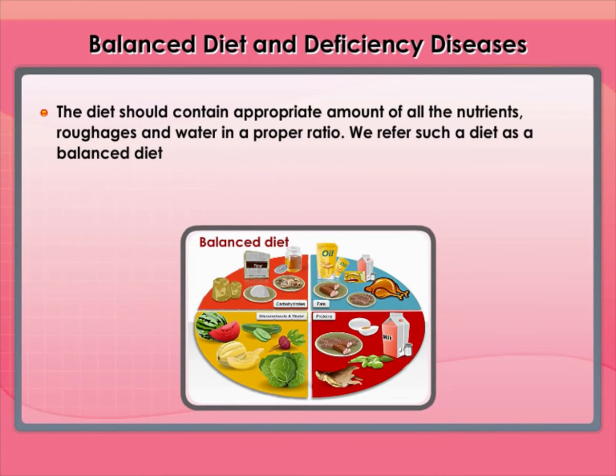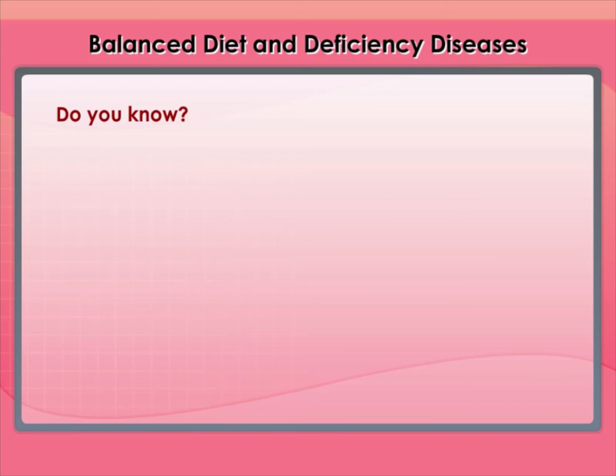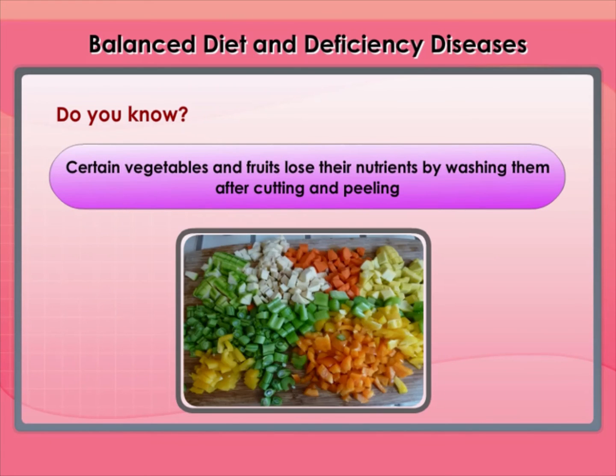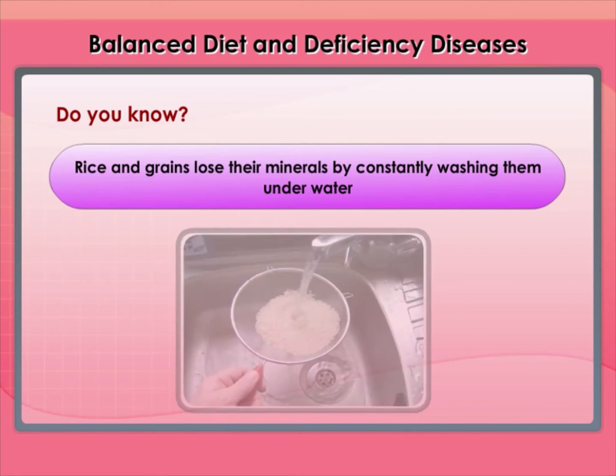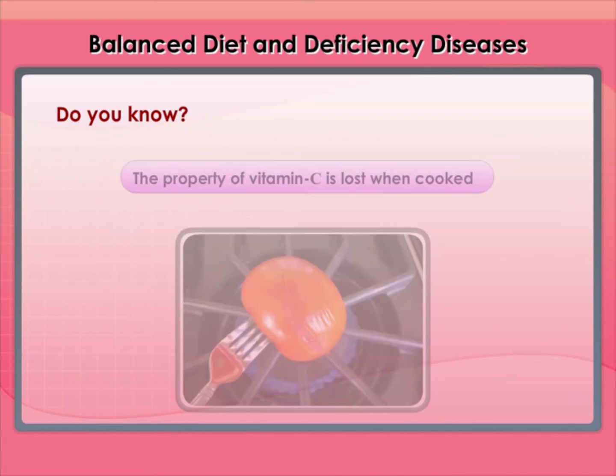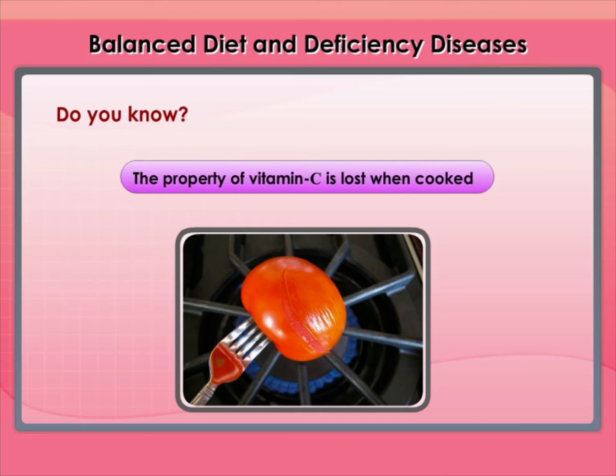Your diet should contain appropriate amount of all the nutrients, roughage, and water in a proper ratio. We refer to such a diet as a balanced diet. It's not only the consumption of food that matters, the method of cooking is also of major concern. Do you know? Certain vegetables and fruits lose their nutrients by washing them after cutting and peeling. Rice and grains lose their minerals by constantly washing them under water. The property of vitamin C is lost when cooked.